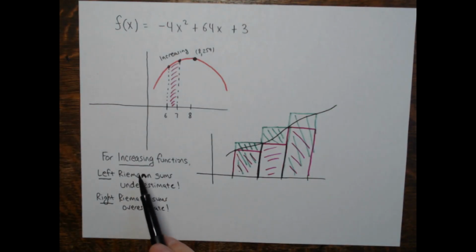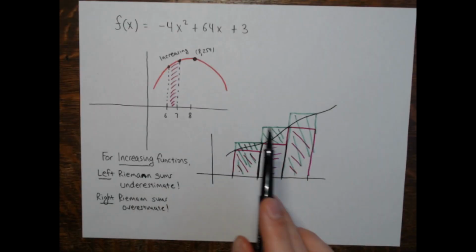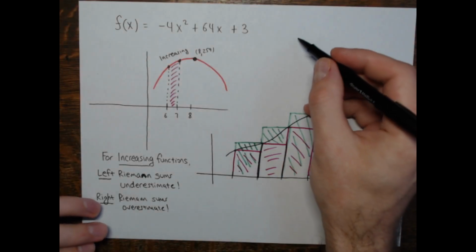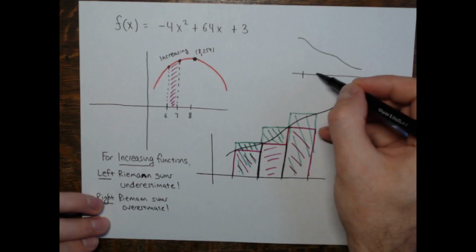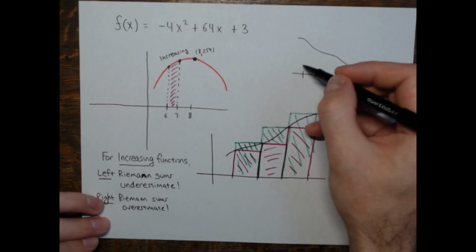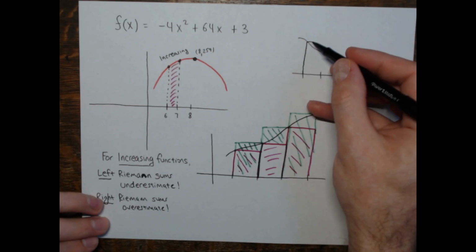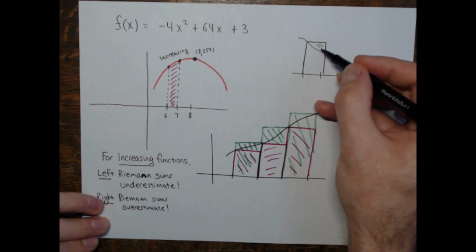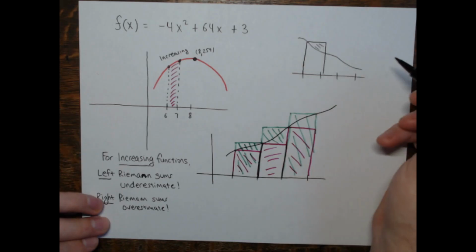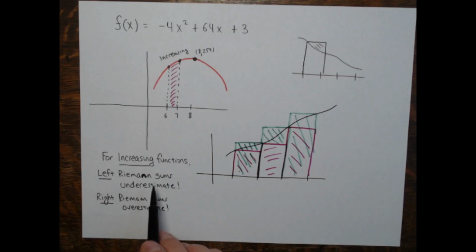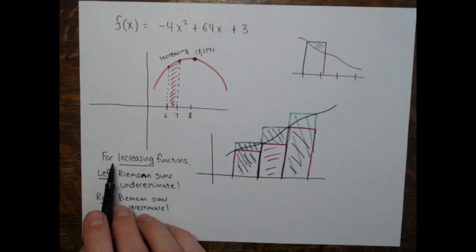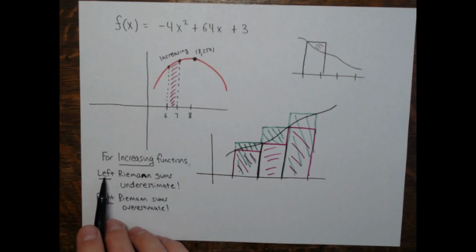That's for increasing functions. It's just the other way around for decreasing functions, right? So if I have a decreasing function over some interval with so many pieces in it, if I plug in the left end and make a rectangle with that height, you get more area, right, than the actual area under the curve. So it's just the other way around for decreasing. So I'm not going to write that. Just for decreasing functions, left Riemann sums overestimate and right Riemann sums underestimate.